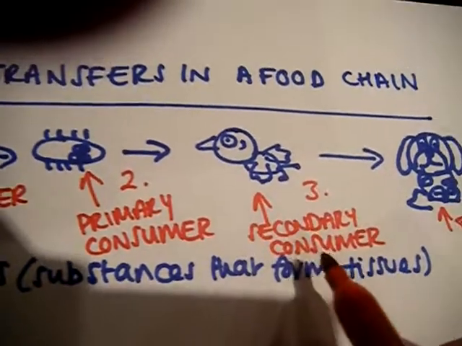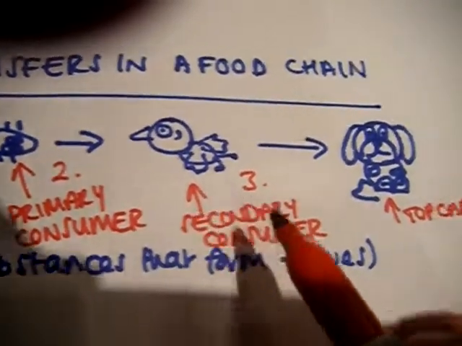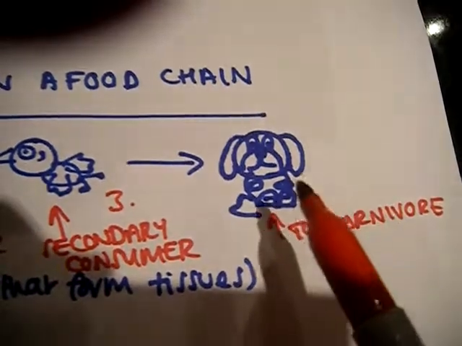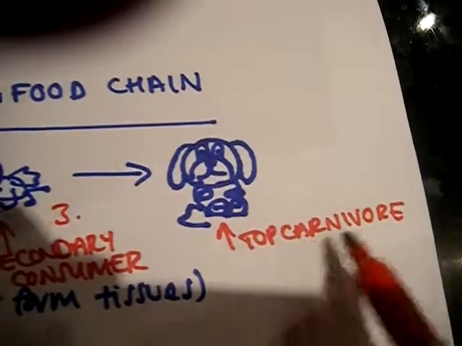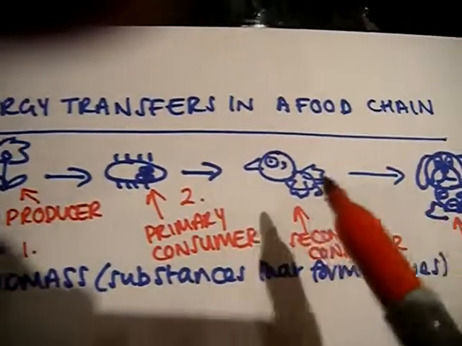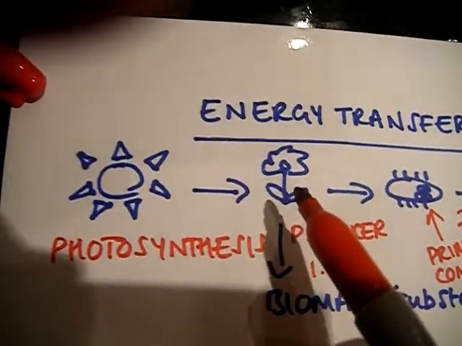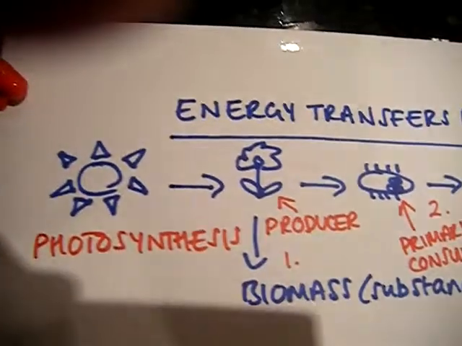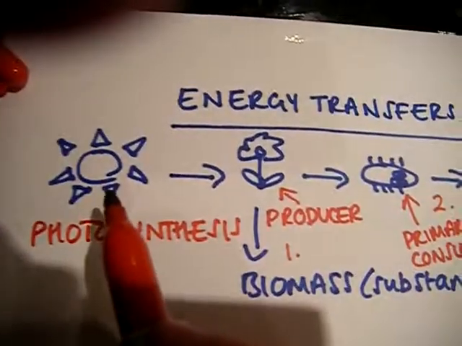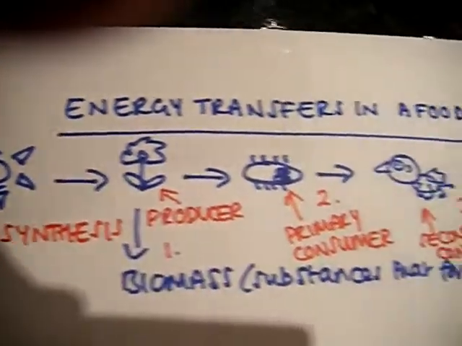In this case it's a bird, which is a secondary consumer. And then a dog, because I can't draw a cat, is the top carnivore in this. It eats the bird, which eats the bug, which eats the plant, which gets its energy from the sun. So ultimately everything comes back from the sun. That's just a bit of revision from Key Stage 3.